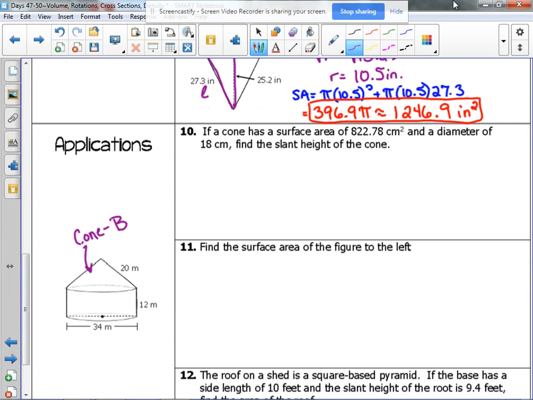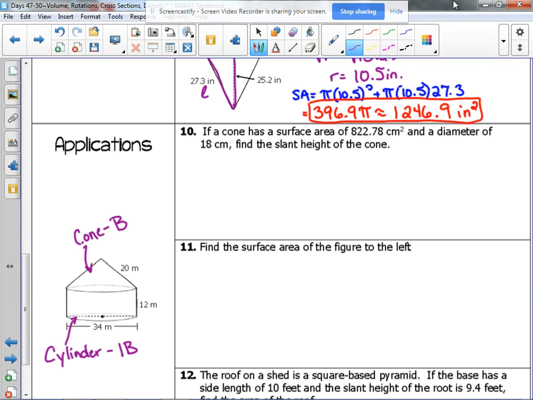The bottom is a cylinder minus one of its bases. The one on the bottom still counts. We wouldn't paint it because it's on the ground, but it's still an outside surface.